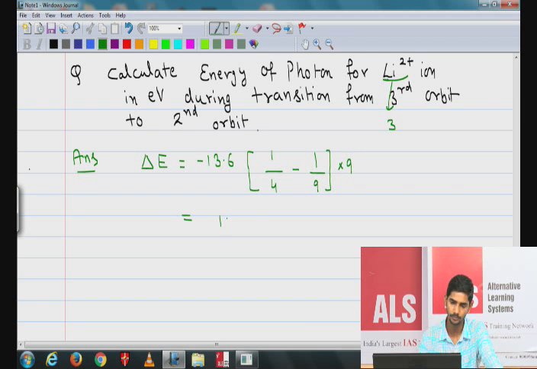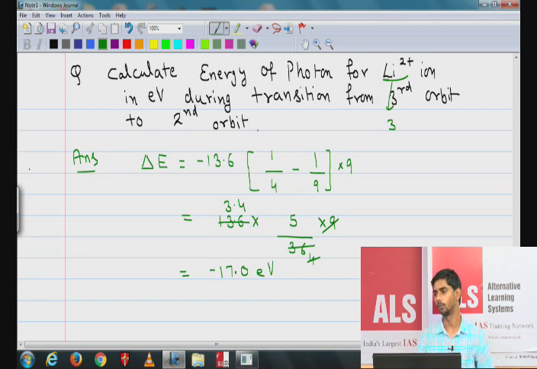Now, 13.6 into, take an LCM of it. So 9 4s are 36. 9 minus 4 would be 5 into 9. You can divide it, it will be 4. So you have to solve it. Divided by the 4. 4 3s are 12. 4 4s are 16. Now, multiply it with 5. You will get 5 4s are 20. 5 3s are 15. Plus 2, 17. So the answer will be minus 17 electron volt.